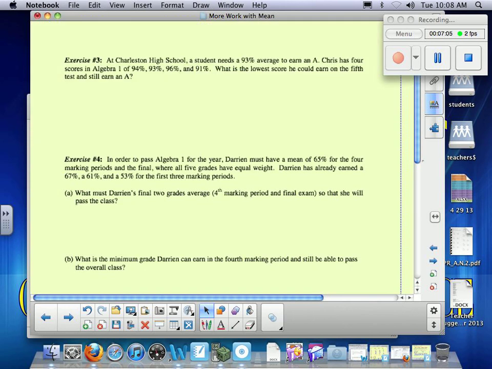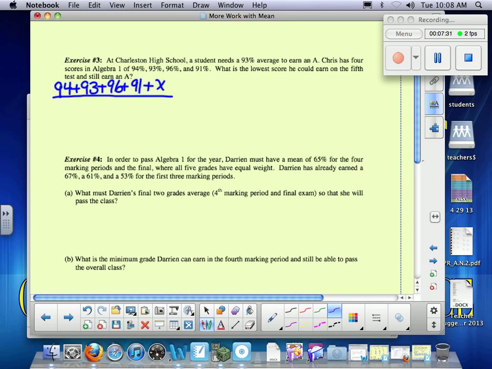At Charleston High School, a student needs a 93 average to earn an A. Chris has 4 scores in algebra. There they are. What is the lowest score he could earn on the 5th test and still get an A? All right, so he wants a 93 average. We know these scores are what he has so far, and he's got 5 grades to get in.